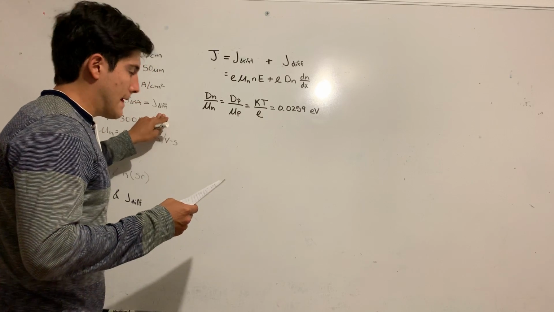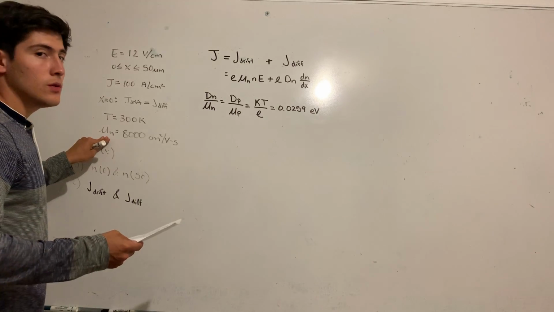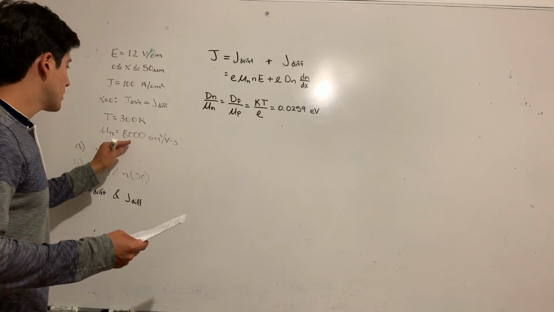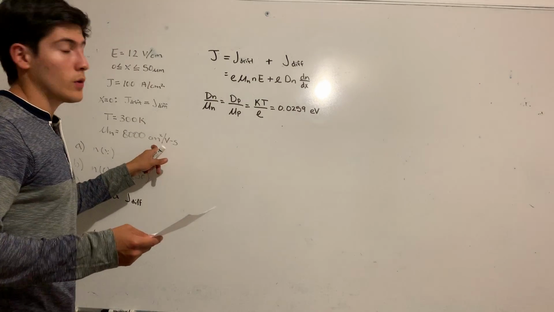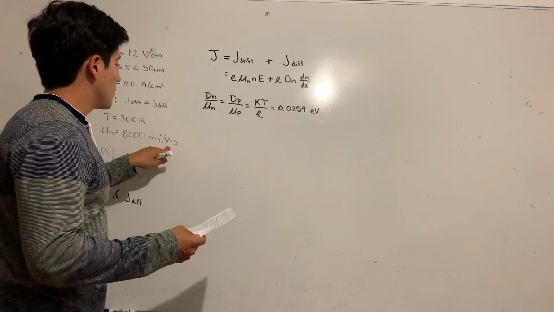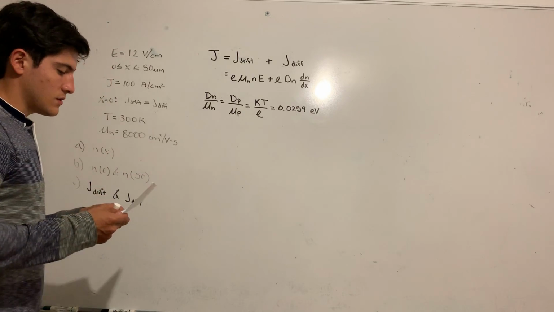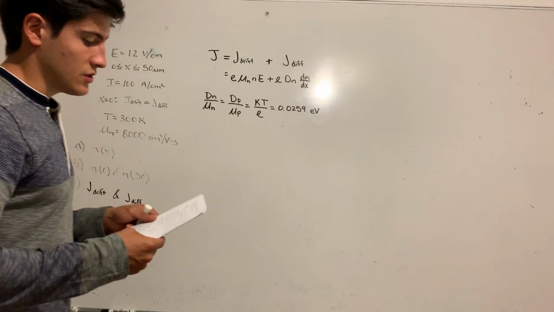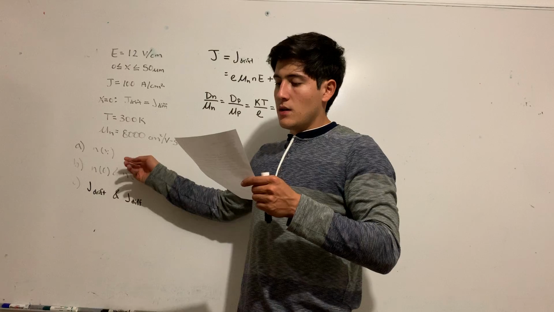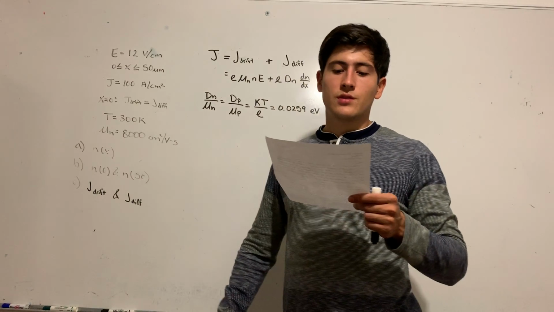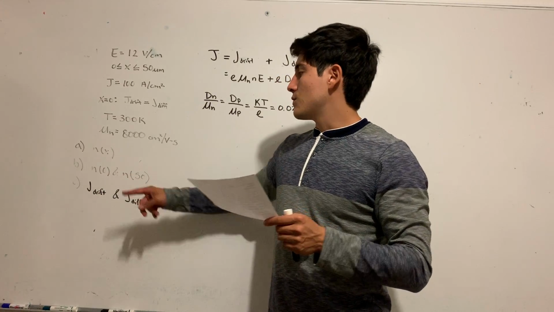This is at 300 Kelvin, with a mu n for the n-type semiconductor of 8,000 square centimeters per volt second. It says determine the expression for the electron concentration, which is going to be n(x). Then calculate the electron concentrations at x equals 0 and at x equals 50 micrometers.